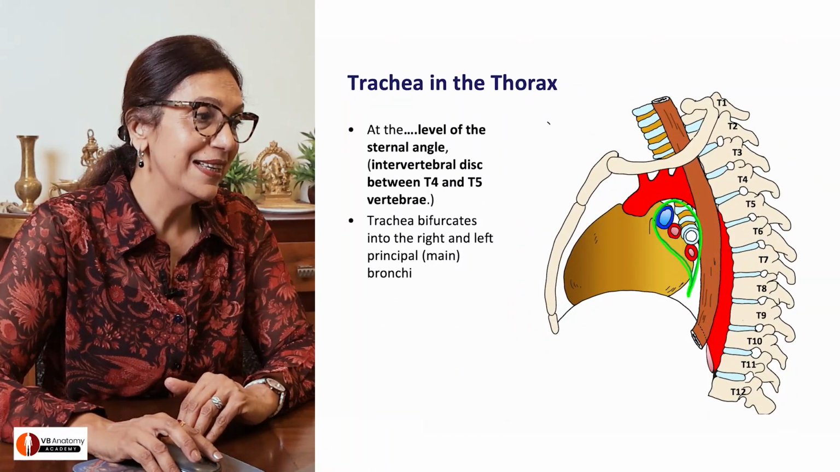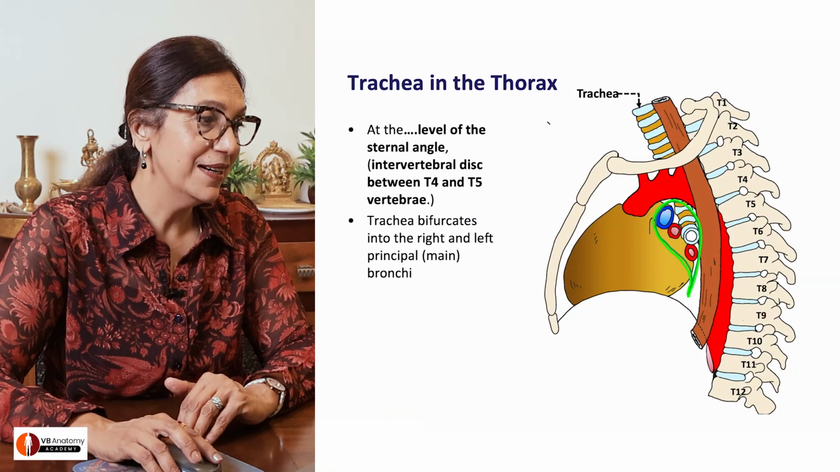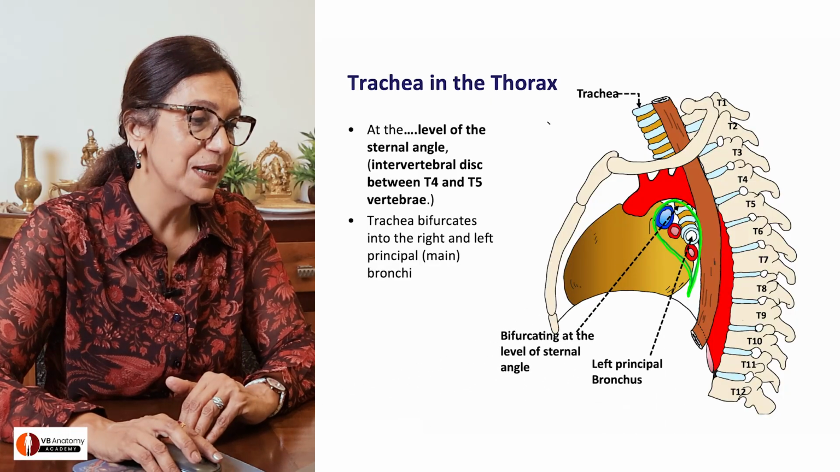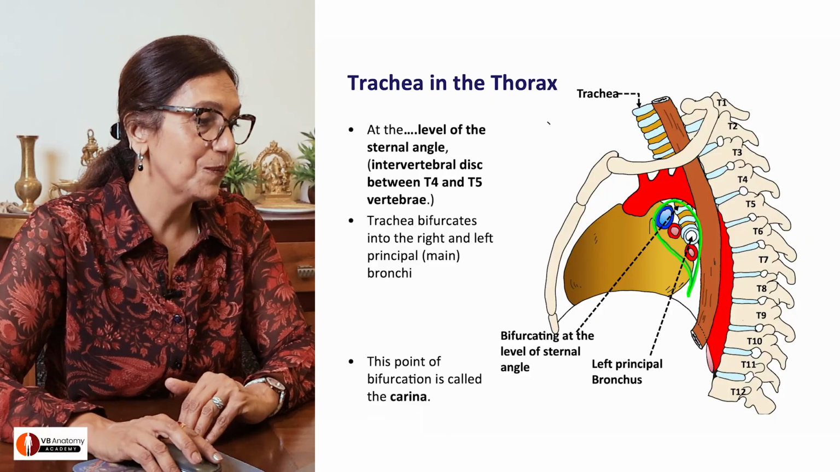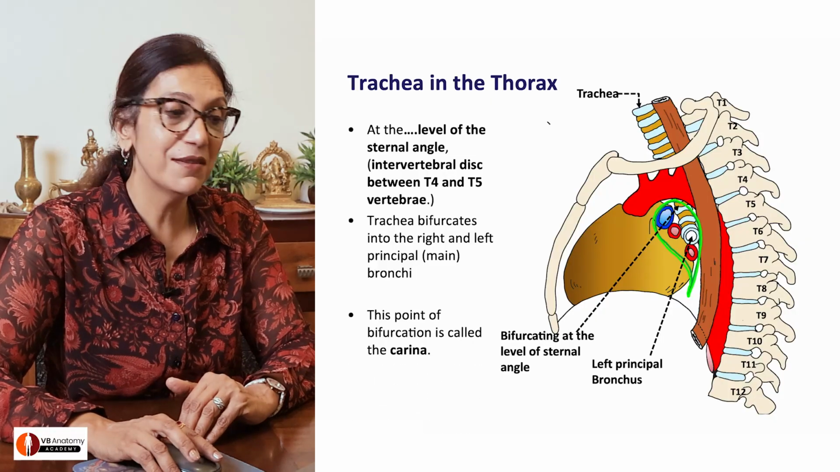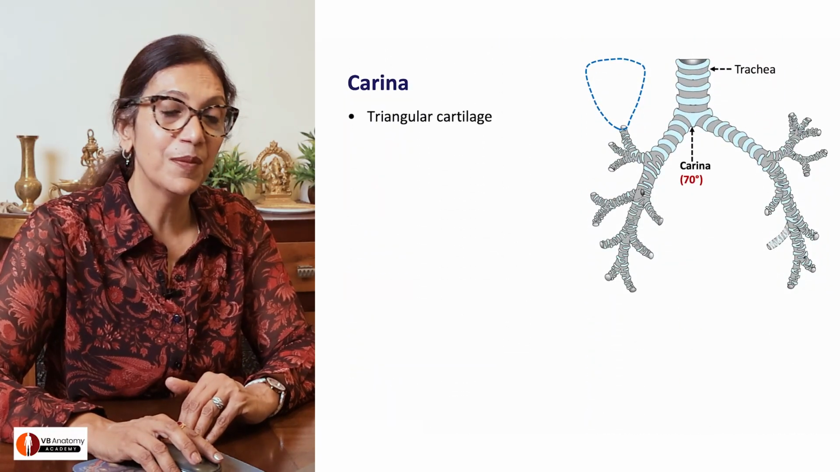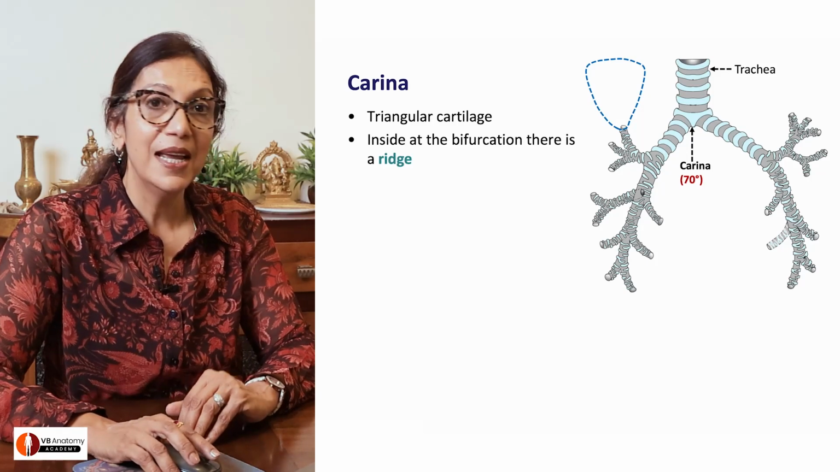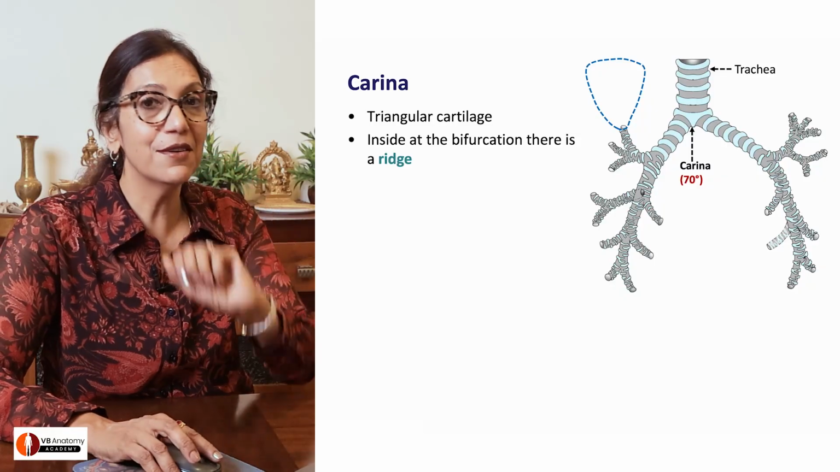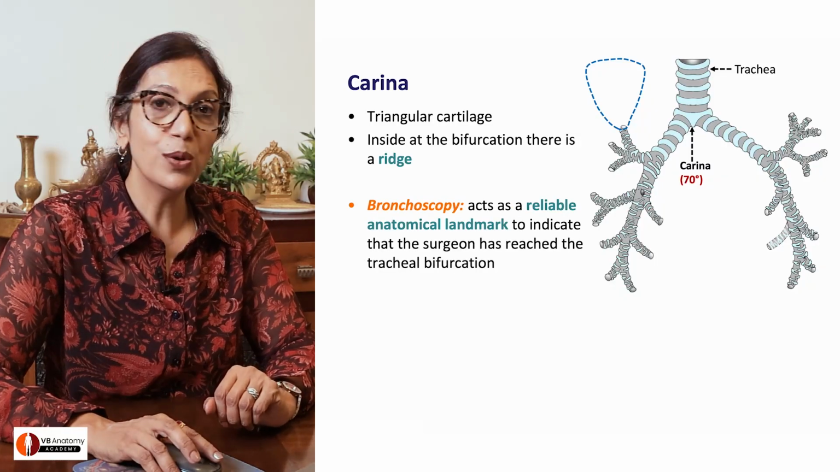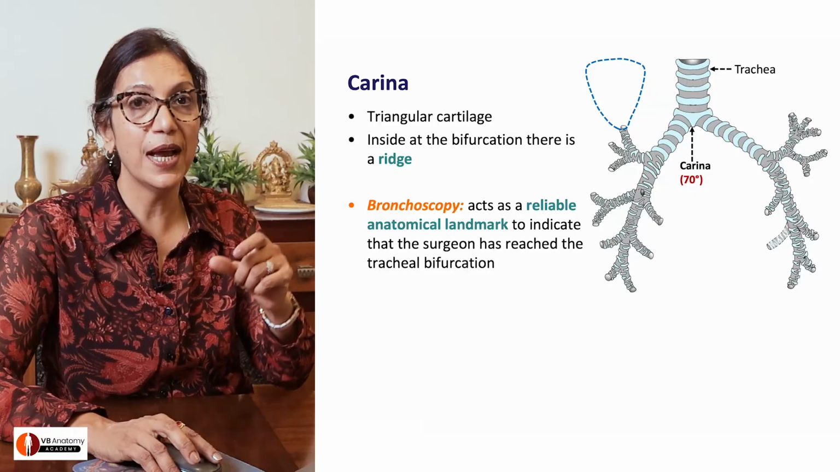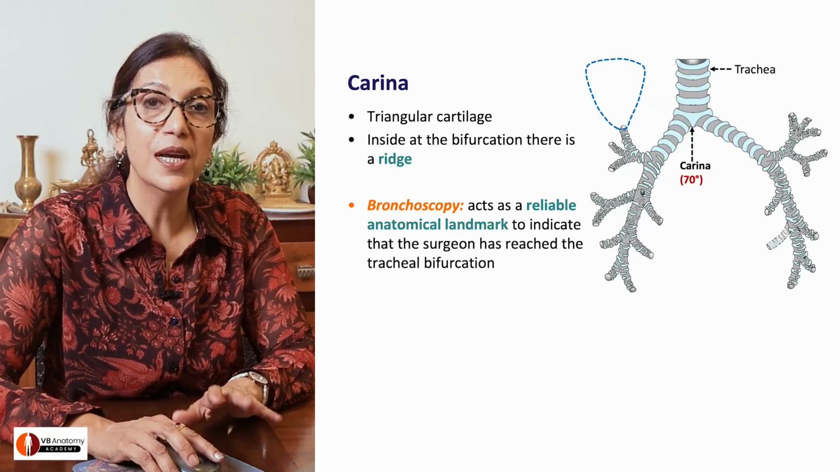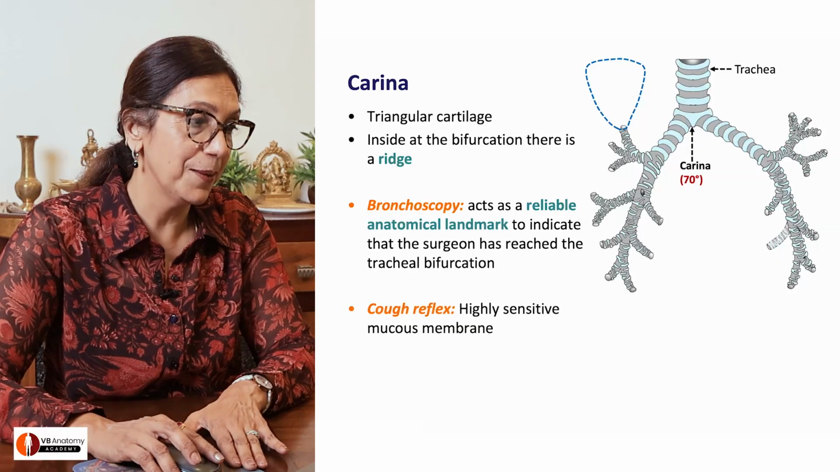So let's begin. Here you're seeing the trachea dividing at the level of the sternal angle into right and left principal bronchi. The point at which it divides is called as the carina, which is an angle of about 70 degrees. Inside the carina, there is a little ridge, okay? So if you're doing bronchoscopy, that ridge gives you an idea that you've reached the point where there's going to be a bifurcation now into right and left principal bronchi.